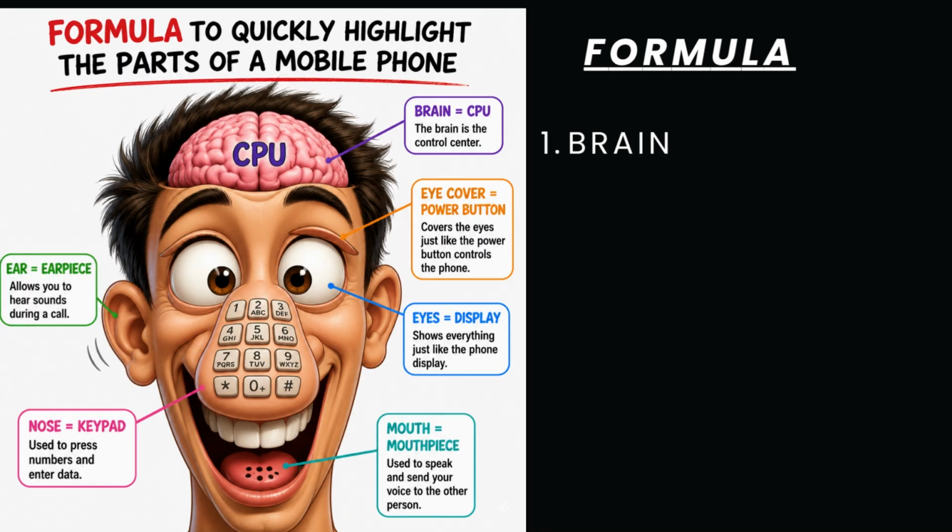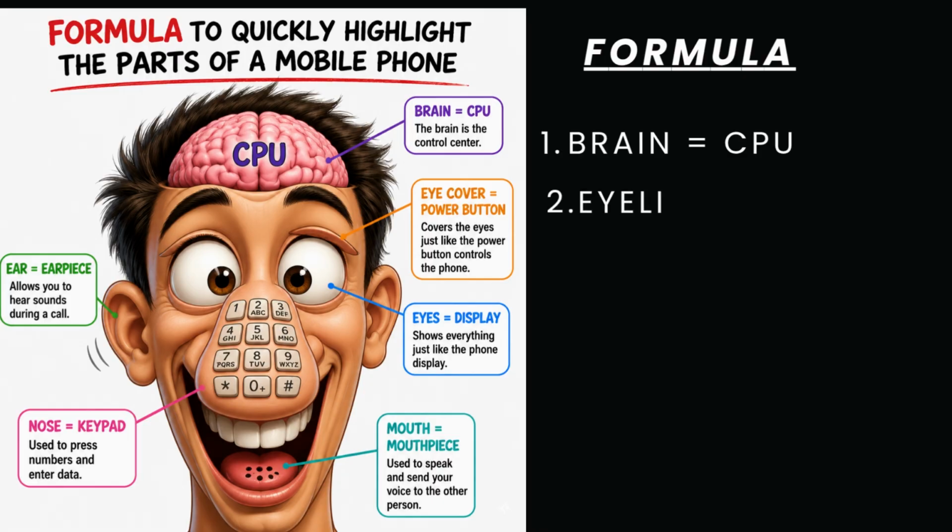Number 1. The brain is the CPU. Point to the brain. The brain controls everything our body does. In the same way, the CPU is the brain of the mobile phone. It controls every operation inside the phone. So remember, brain equals CPU.